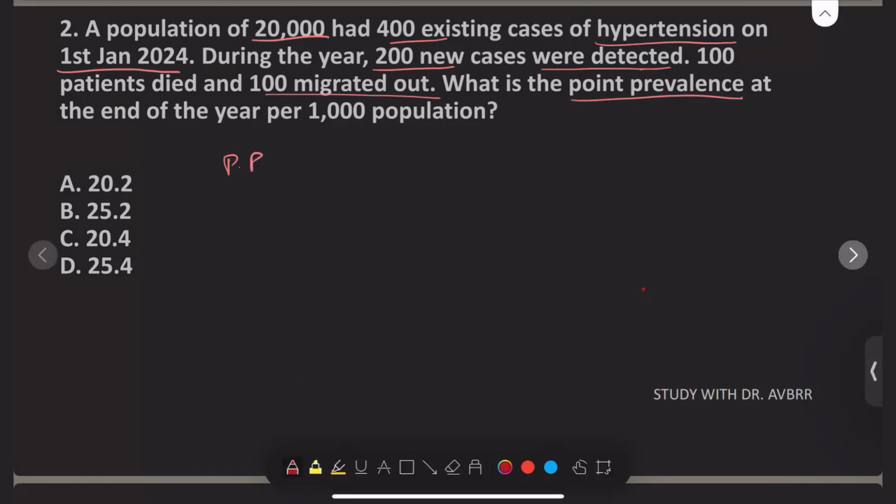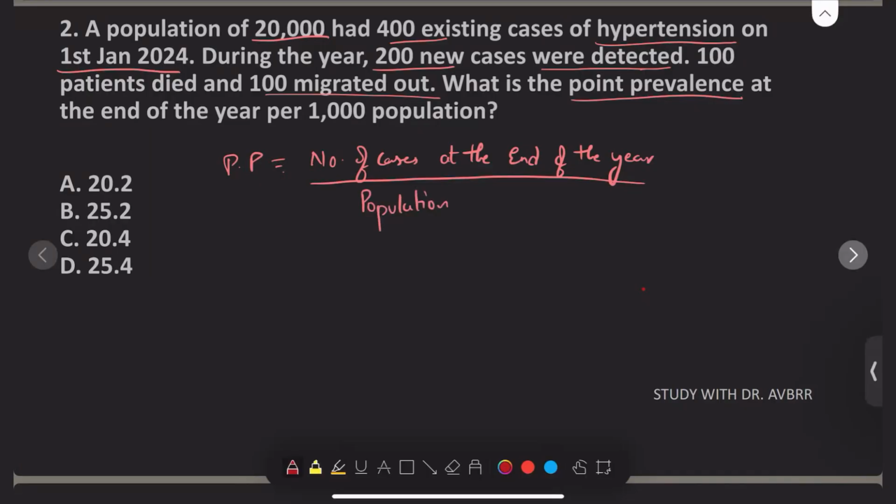So, the formula for point prevalence is number of cases at the end of the year by population at the end of the year, per 1,000. So number of cases at the end of the year.